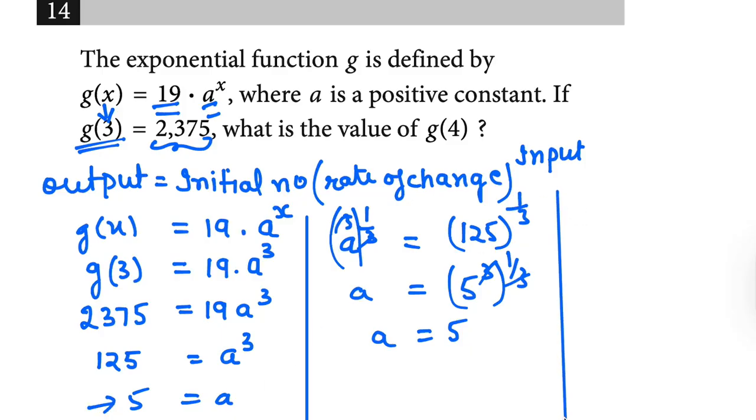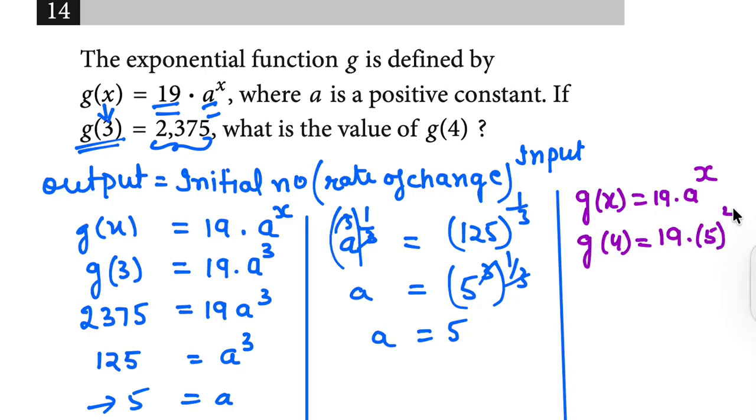Okay, the next step is we need to calculate g(4). That means this is our equation, and if the input is 4, that is x here, let's write the equation. If the input is 4, what will be the output? That is our question. The value of a is 5, raised to the power 4. So just use your calculator. So g(4) is equal to 11825.